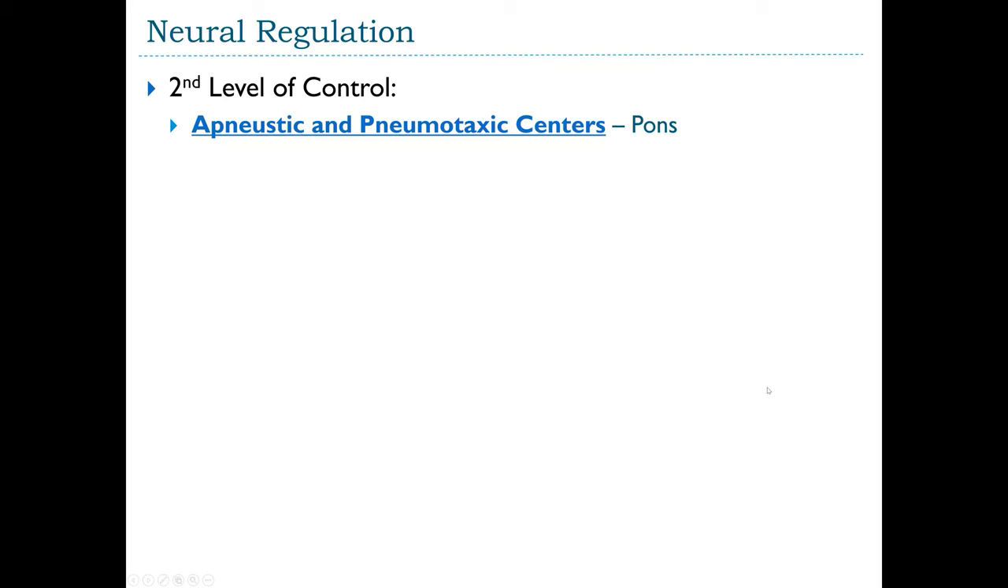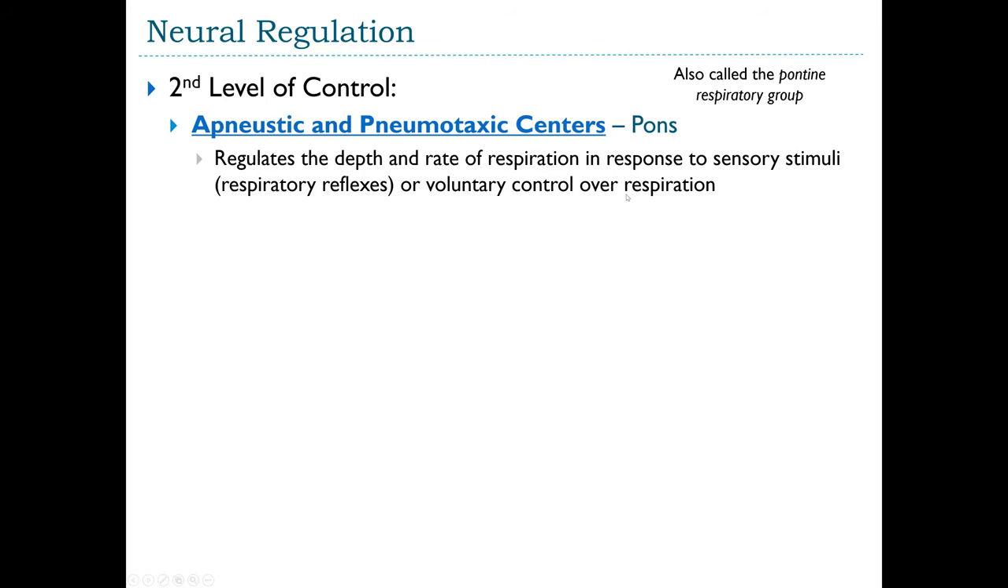So the second level of control is the apneustic and pneumotaxic centers of the pons. These are also called the pontine respiratory group. And these guys regulate the depth and rate of respiration in response to sensory stimuli. So in response to stimuli received as part of the respiratory reflexes, or voluntary control over respiration. So when you're purposefully controlling your breathing rate.